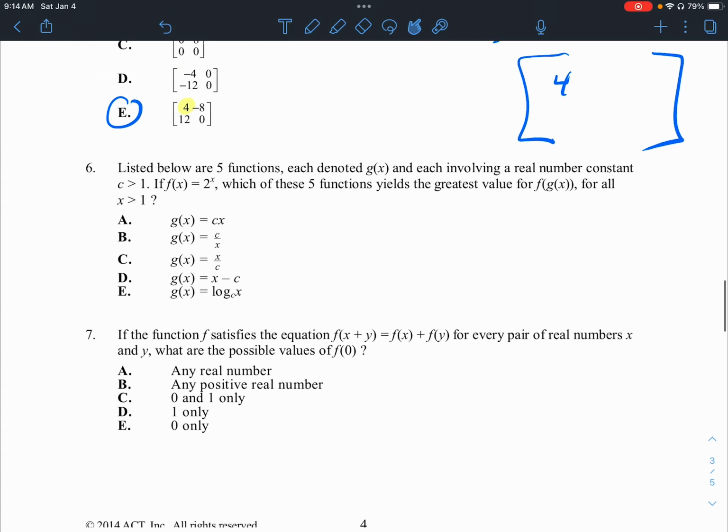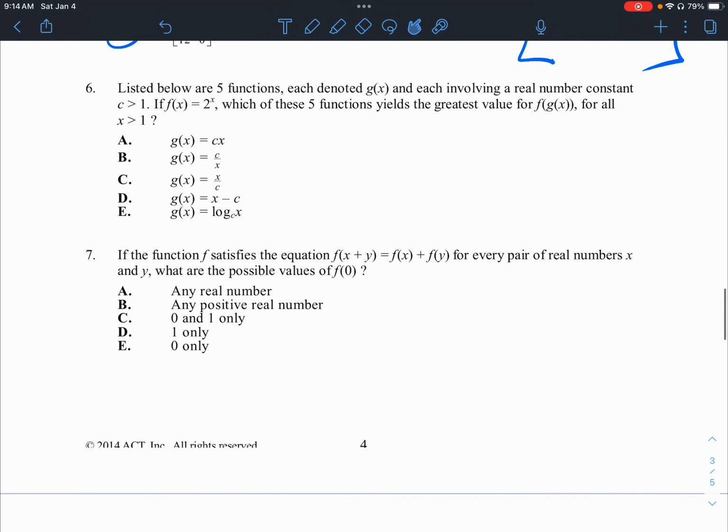Okay, these next couple are pretty tricky. We're getting into some of these theory questions. These are challenging. This says, listed below are 5 functions. Okay, so we've got 5 functions here for function g, and each one involves a real number constant for c that is greater than 1.